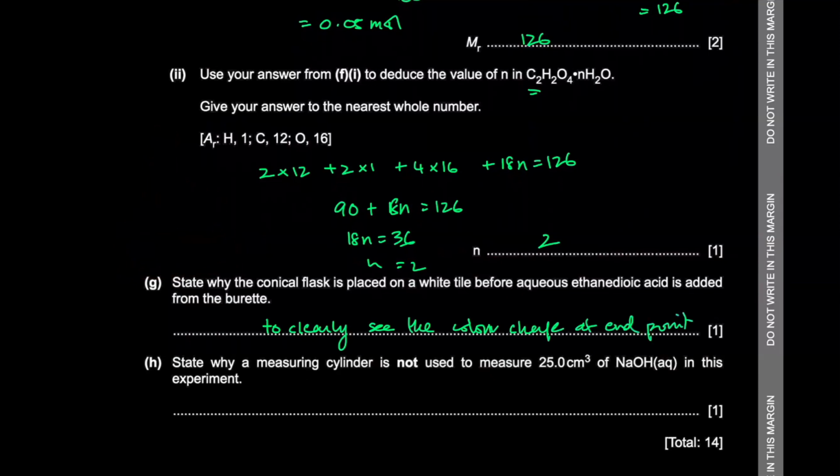State why a measuring cylinder is not used to measure 25 cm cube of sodium hydroxide. We used a volumetric pipette, right? So it is not accurate enough, right? Or not precise enough. Okay, a burette, sorry, and a pipette, the volumetric pipette is much more precise, so that's why we use it.